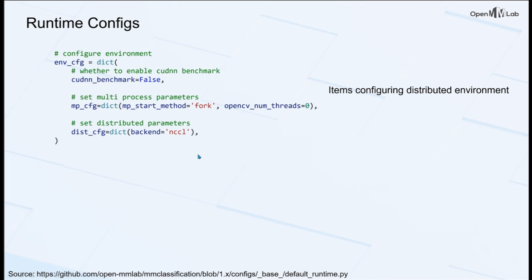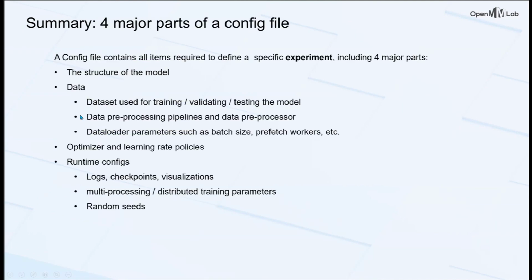Okay, so to summarize, there are 4 parts in the configuration file, and they are the model part, the data part, the optimizer part, and the runtime part. And all these items together define a specific experiment.